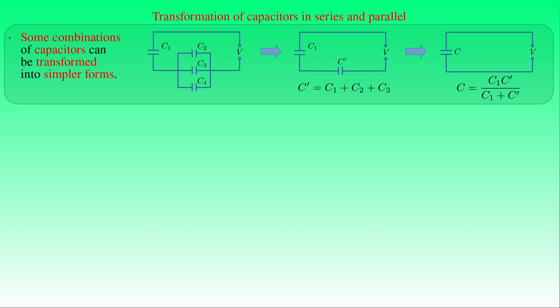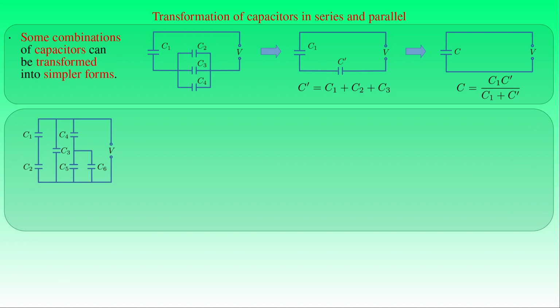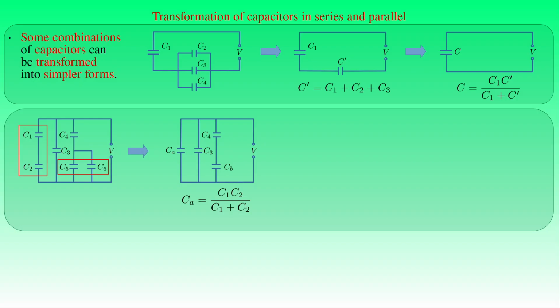In the next example, we show a more complicated combination of capacitors which can also be simplified by applying the equivalence transformation of capacitors connected in series or parallel. We can perform this transformation in several different ways, and here we start with the capacitors of capacitances C1 and C2 connected in series and the capacitors of capacitances C5 and C6 connected in parallel. In the first step, we introduce the equivalent capacitor of capacitance CA given by C1 times C2 divided by the sum of C1 and C2 for the capacitors connected in series, and the equivalent capacitor of capacitance CB given by the sum of C5 and C6 for the capacitors connected in parallel.